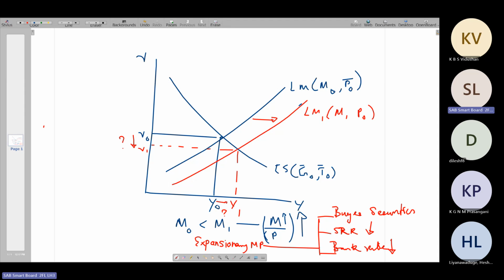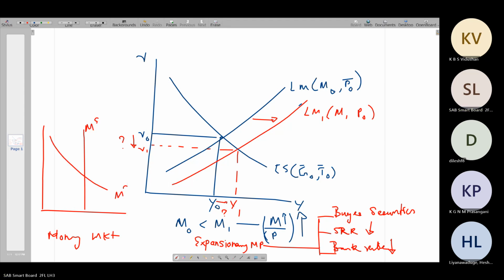Now, if you look at the money market, this is the money supply, and this is the money demand. Now the interest rate is initially R0. At this income level, the money stock is M0, and M0 over P0 is the real money balance. The money stock is M0, given.